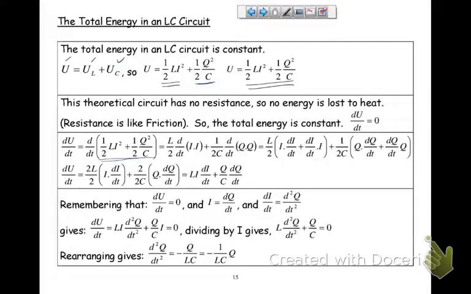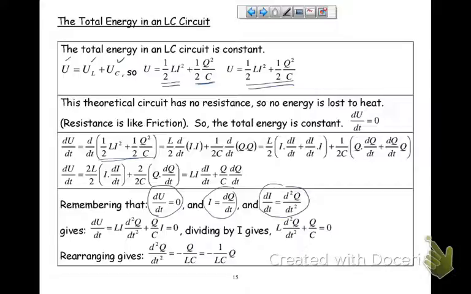This is L over 2, I di by dt plus di by dt times I, plus 1 over 2C, q dq by dt plus dq by dt times q. So we end up getting L i di by dt plus q over C dq by dt. Remembering that this equals 0, and that I is the rate of change of charge with time, and that di by dt equals d2q by dt squared, we get dU by dt equal to L i d2q by dt squared plus q over C times I.